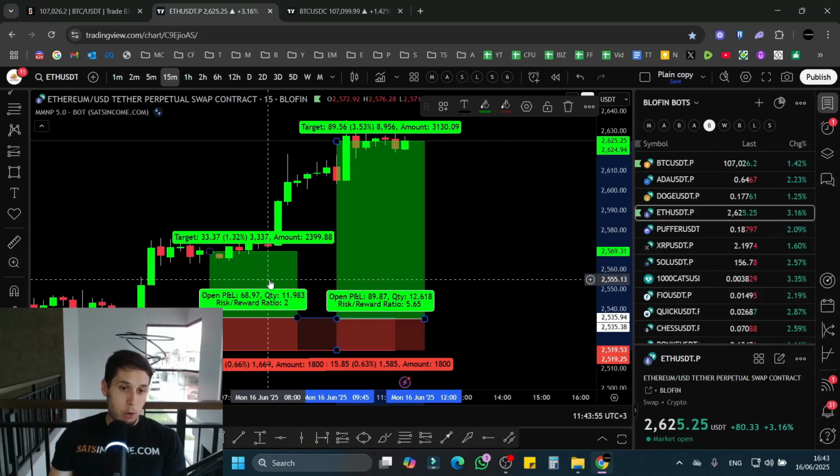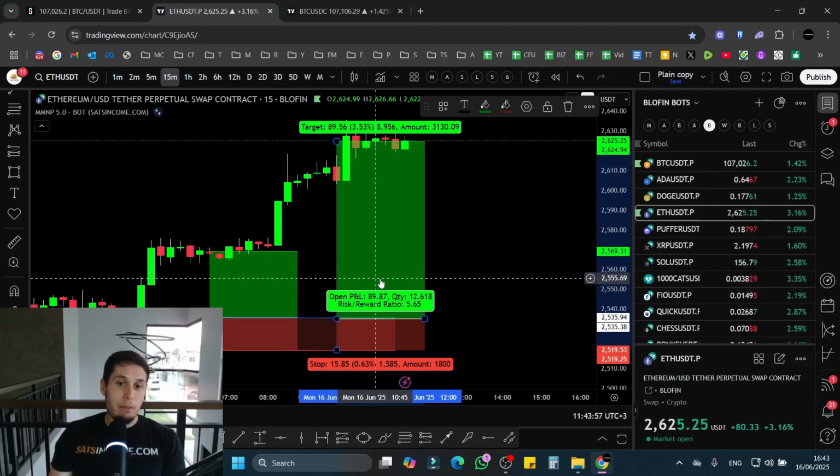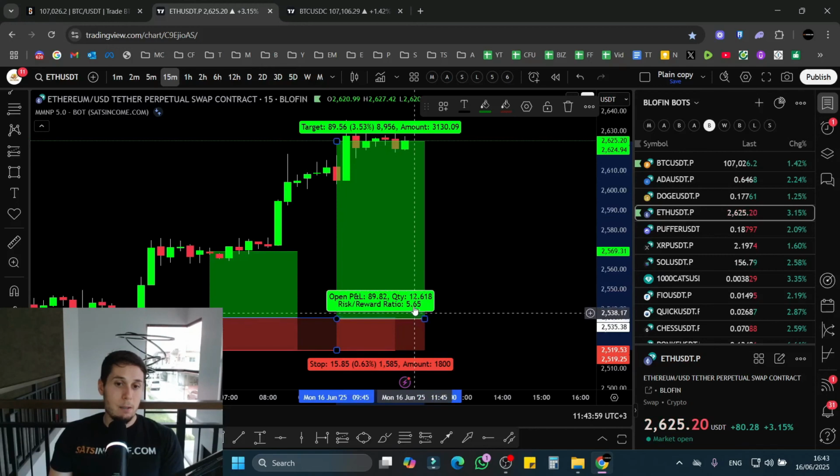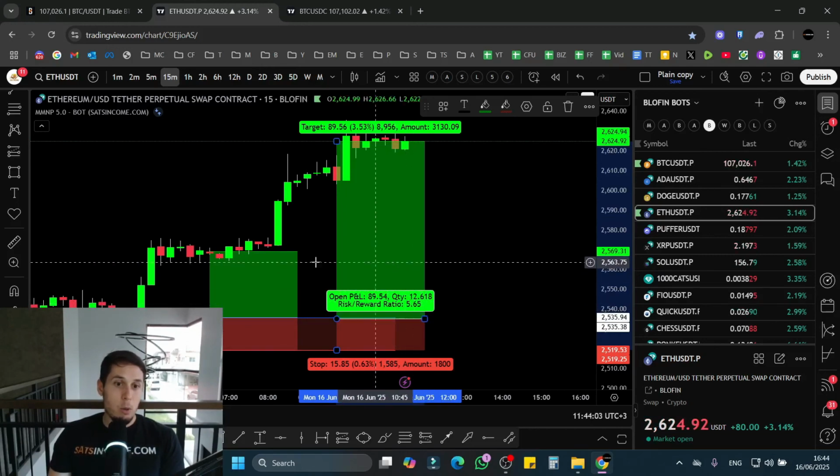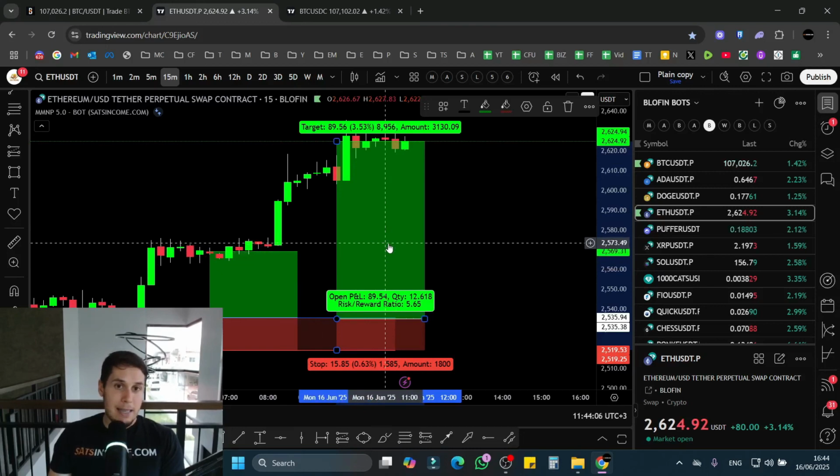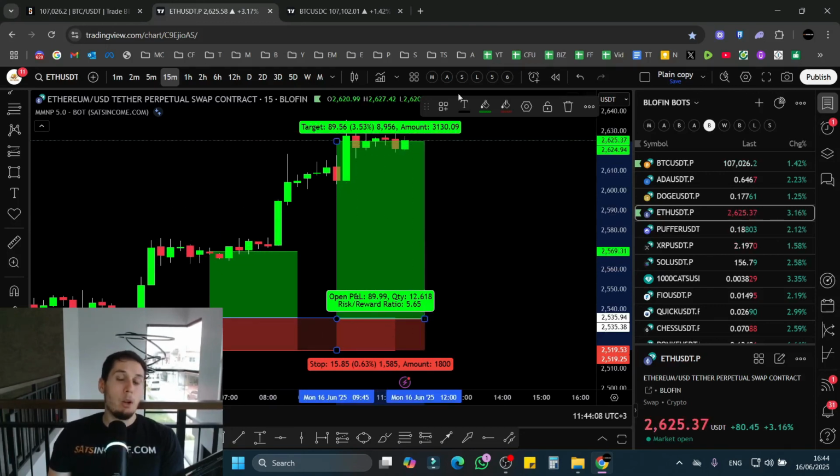Why would you settle for this if you can make 5.65 reward to risk, it's almost 6 in this case, right? So it's almost 3 times more money. It doesn't make sense. And this is at this point. This is probably going to go up, and it's going to be more and more and more.